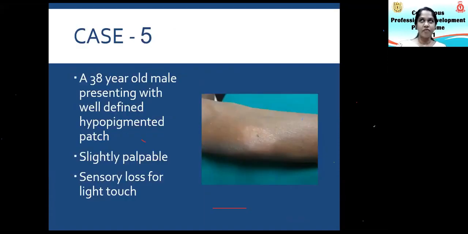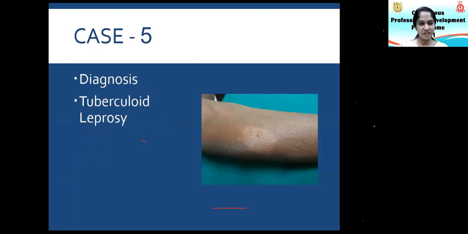So then we will move on to the next case. Actually, this one I have included not because it is common, but because of its importance. It's a 38-year-old male presenting with a well-defined hypopigmented patch, which is slightly palpable, and there's sensory loss to touch. I think when I say all these features, you can diagnose it as leprosy, tuberculoid leprosy.